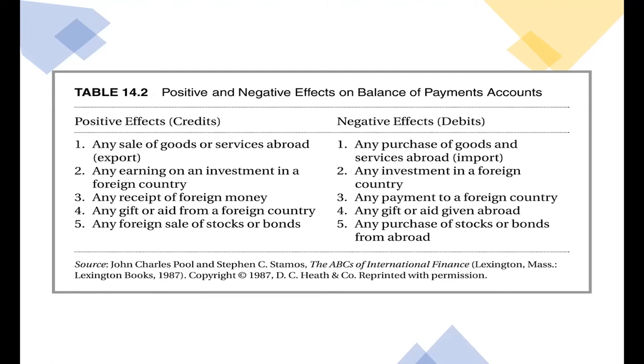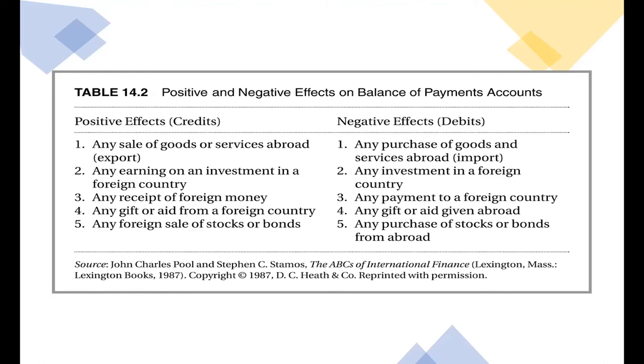The opposite is true on the debit side, right? So any purchase of goods and services made from abroad, if you are importing your car, importing furniture, building materials, fridges, et cetera, all of those things that you're buying from abroad would be recorded as a debit on the balance of payments of your country, okay?